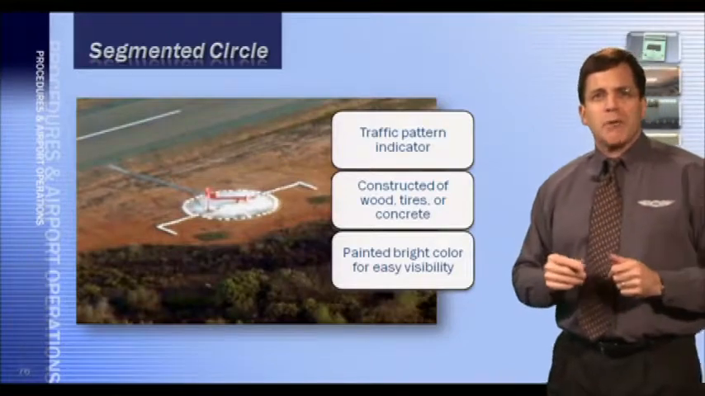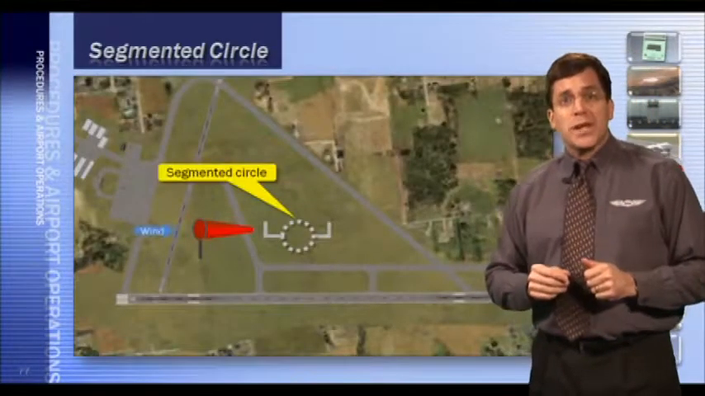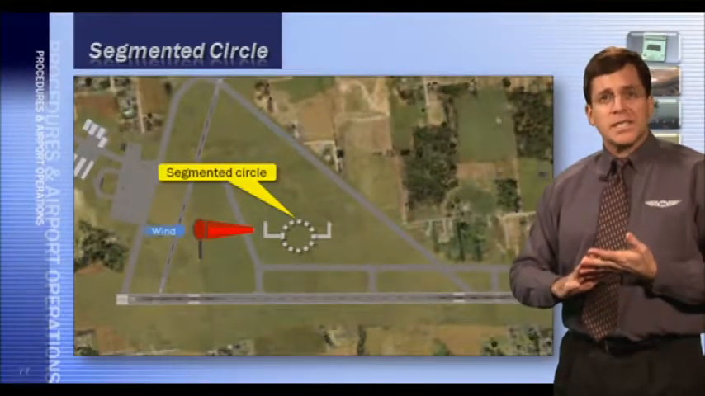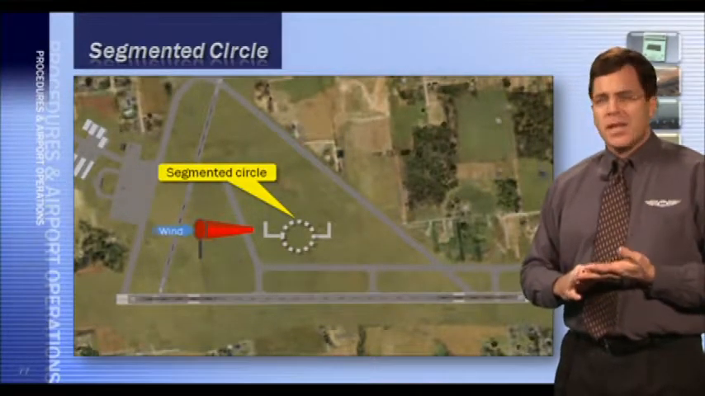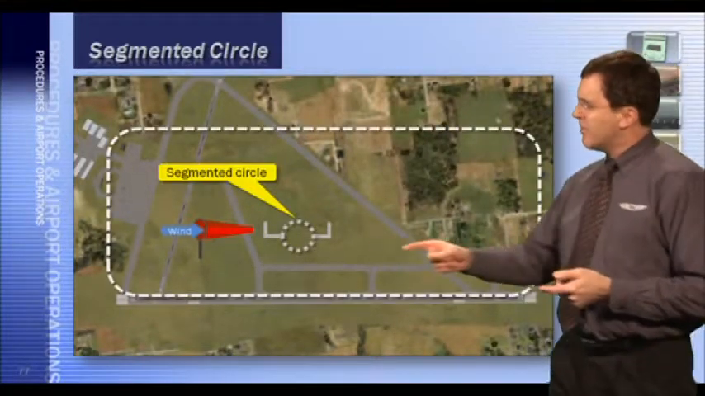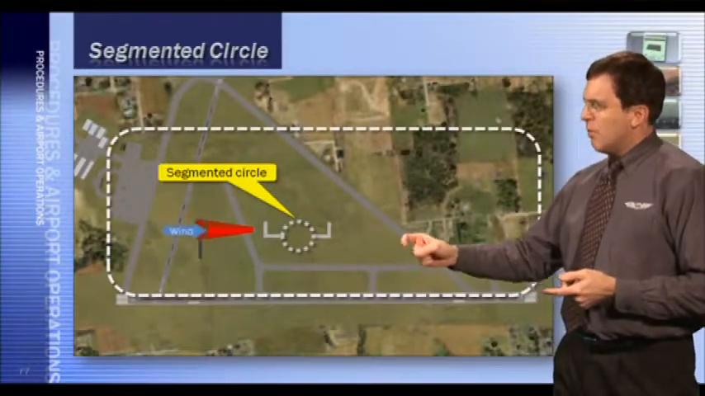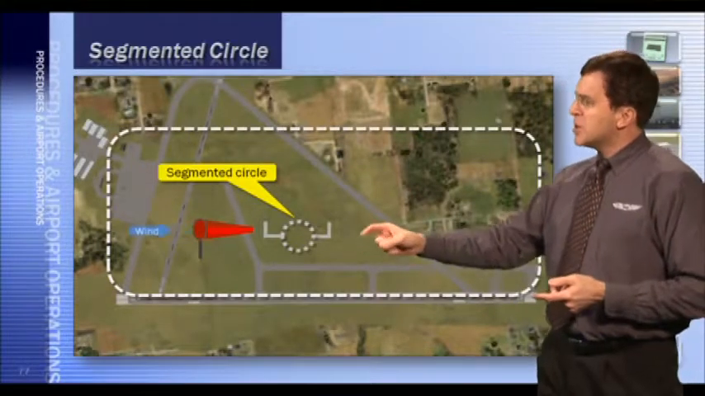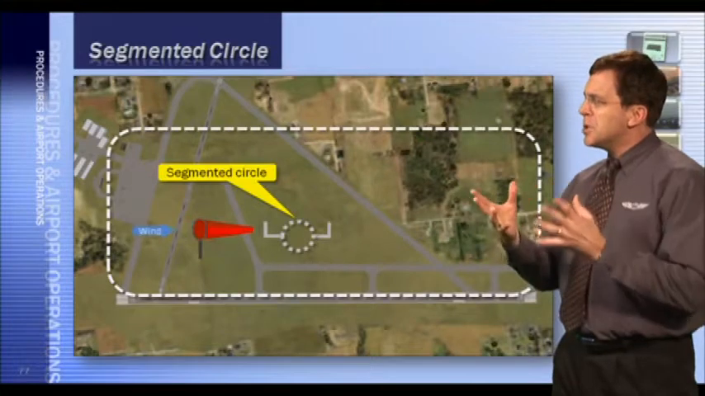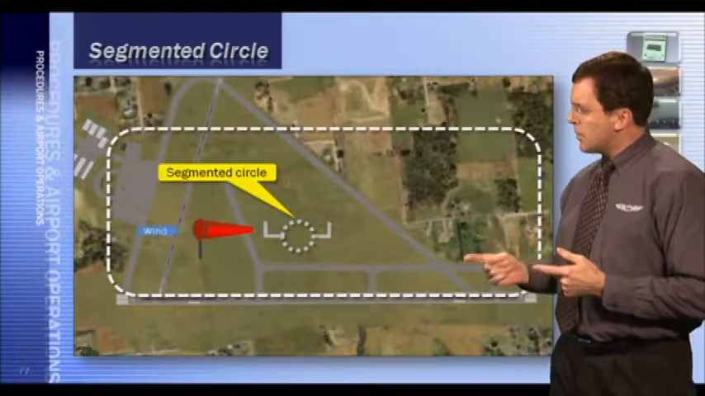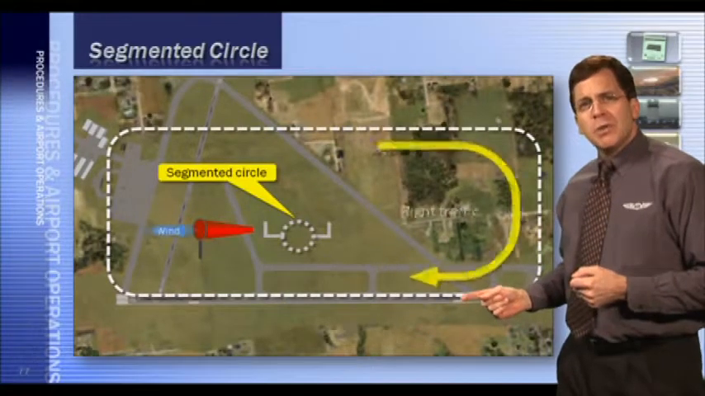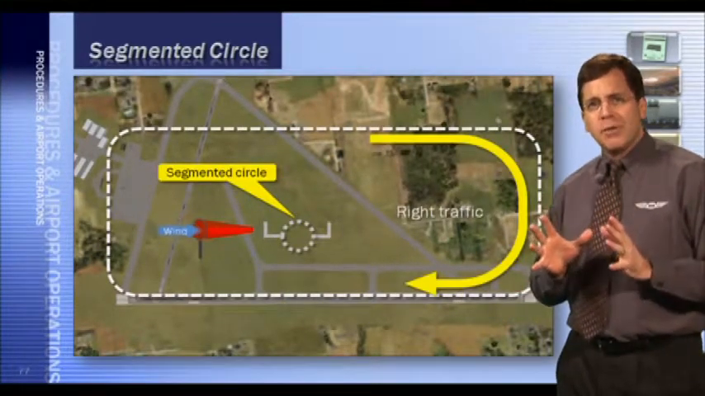Now we'll take a look at a graphic. This graphic illustrates the proper use of the segmented circle with runways 17 and 35. The segmented circle indicates that all traffic patterns for runways 17 and 35 should be flown on the west side of the runway. Now suppose you want to land on runway 35, which would be right here. In that situation, you would fly a right-hand traffic pattern.